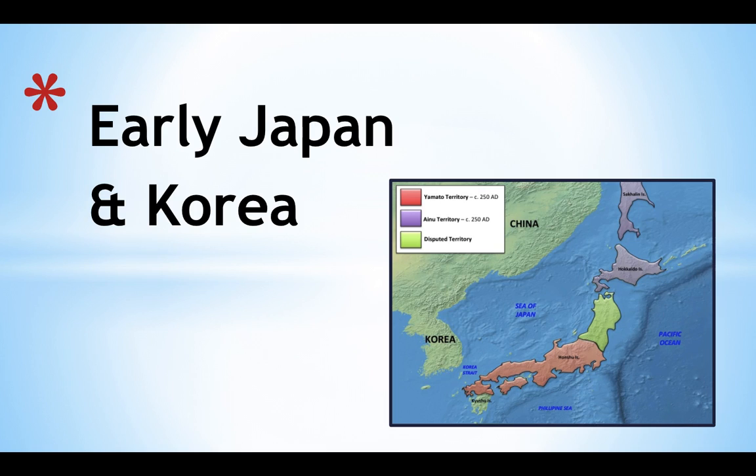And obviously China is going to have a little more influence on Korea than it does on Japan. Japan tries to stay kind of isolationist for a lot of this early period. So we're going to take a look at the way their cultures develop.